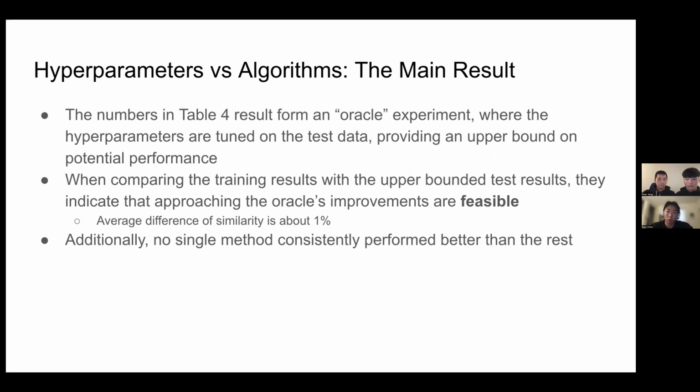And this was done through an Oracle experiment where the hyperparameters were first tuned on the test data, essentially providing an upper bound on what the potential performance could be from this hyperparameter tuning on the algorithms. And when the test results were compared to the training results, this is what indicated the feasibility of this performance improvement. Additionally, another takeaway was that no single method consistently performed better than the rest, and we'll touch on this a little bit later in the presentation.